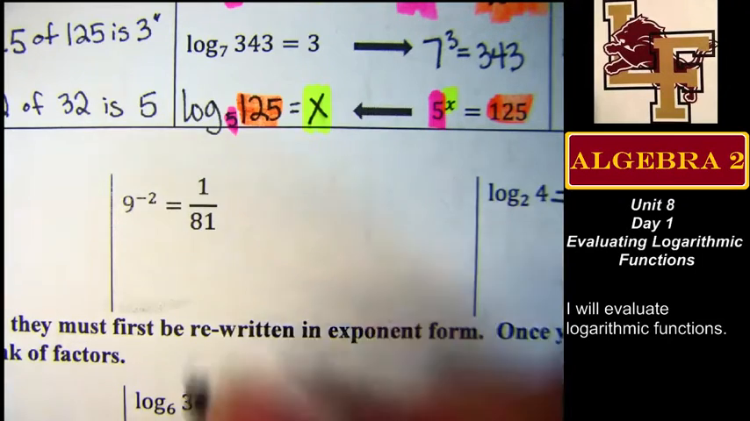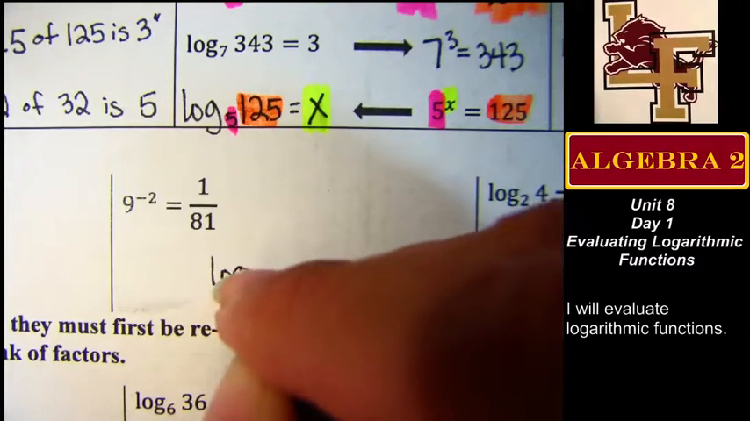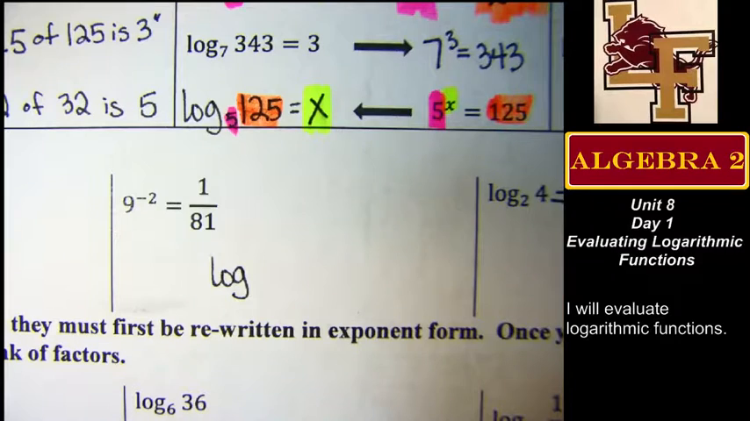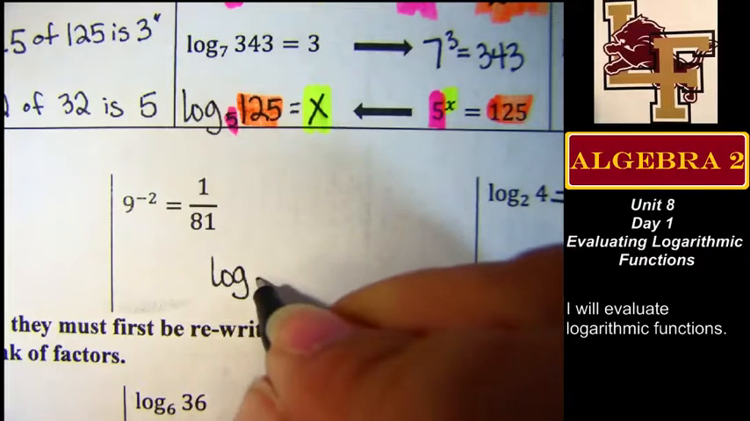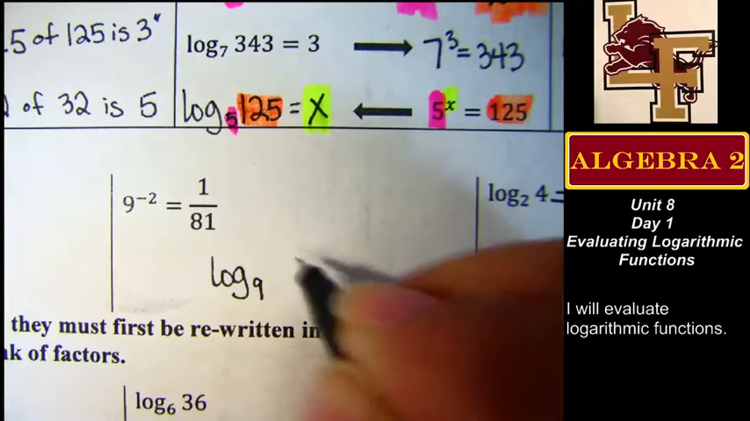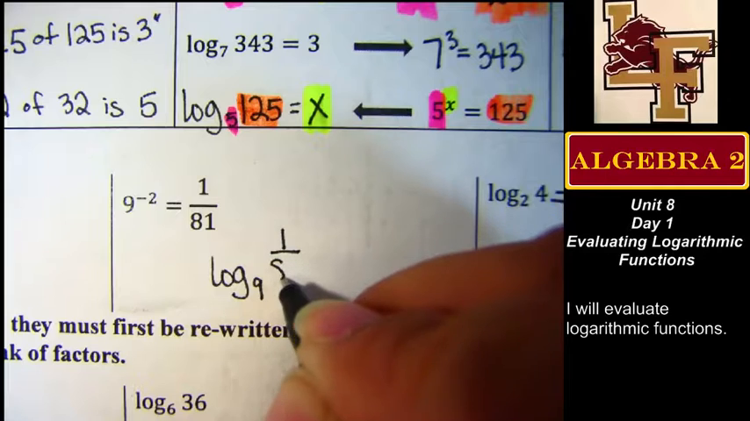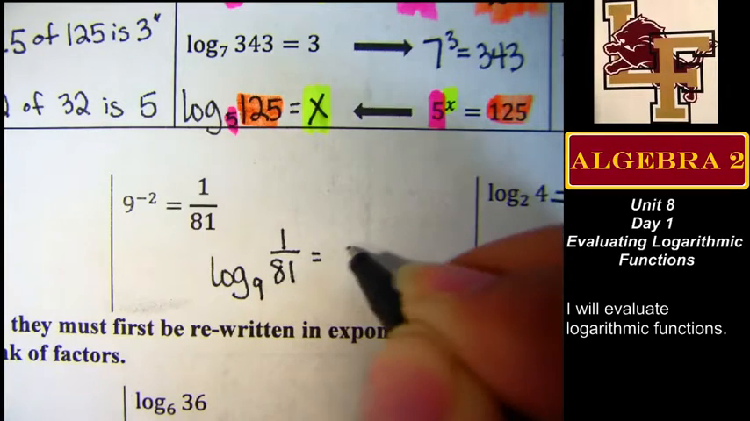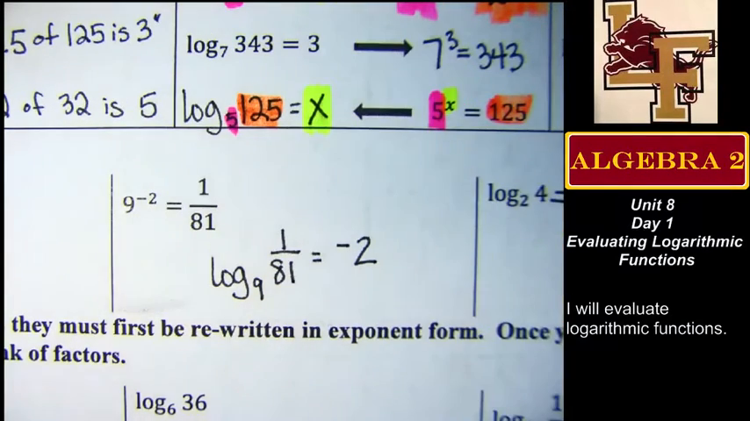All right, let's look at the next one. What's the base? This is exponential form. The base is 9, because that's the thing that's holding the exponent. Log base 9 of 1 over 81. The result is 1 over 81, equals negative 2, and the exponent was negative 2.